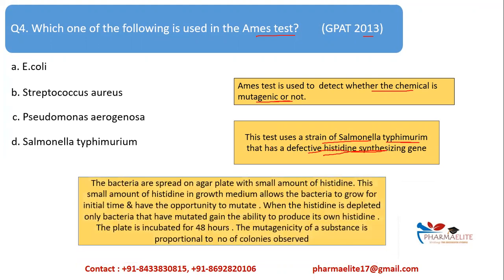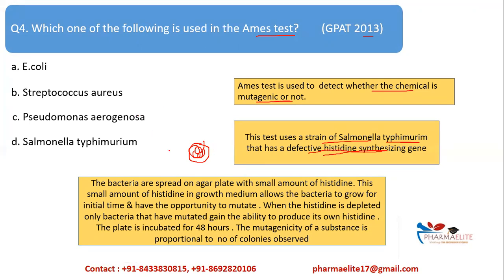So AMS test का procedure देखते हैं. The bacteria are taken and they are spread onto an agar plate. ऐसे agar plate होता है जो हम माइक्रो के practicals में करते हैं. इस agar plate में bacteria are spread with the culture methods. So the small amount of histidine which is present in this medium will allow the growth of this bacteria. And they will be mutated. And once all the histidine is depleted, only the bacteria which have mutated will have the ability to produce their own histidine. यहाँ जो histidine है वो use up होने के बाद सिर्फ वो bacteria जिनके पास खुद mutated हुए हैं वो अपना own histidine produce कर सकते हैं.